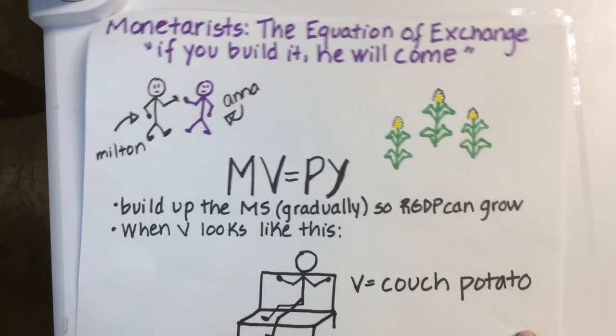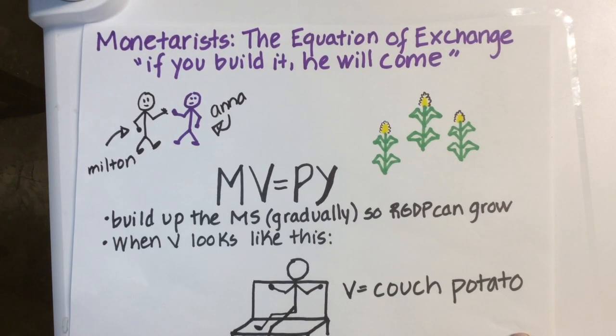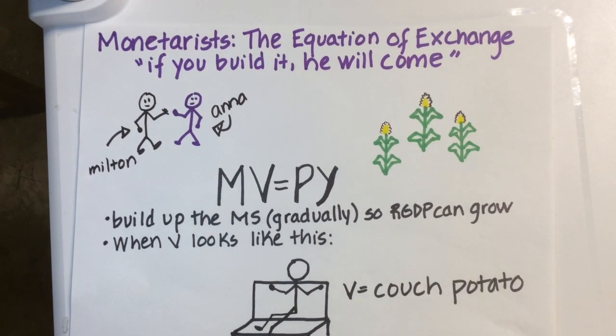Monetarists, most famously Milton Friedman and his somewhat less known collaborator, Anna Schwartz, came up with the equation of exchange, and it was this idea that if you build it, the economy will get there. So build up the money supply gradually so that real GDP can grow. And what this equation means is M is for the money supply, V is for velocity of money, P is the average price level, and Y is output of the nation.